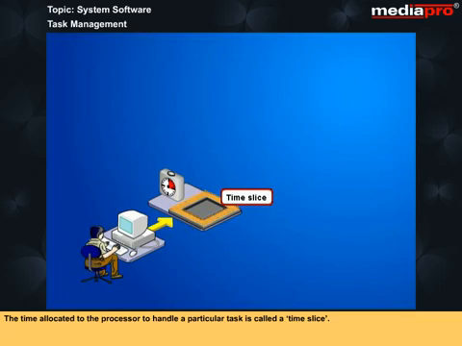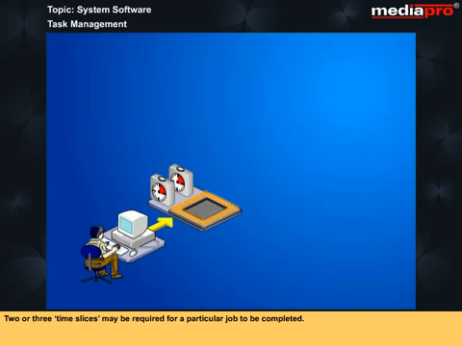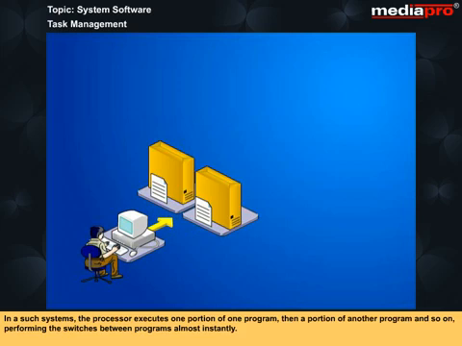The time allocated to the processor to handle a particular task is called a time slice. Two or three time slices may be required for a particular job to be completed. This apportioning of time slices is the key in multi-programming, multitasking, and concurrent programming systems. In such systems, the processor executes one portion of one program, then a portion of another program, and so on, performing the switches between programs almost instantly.